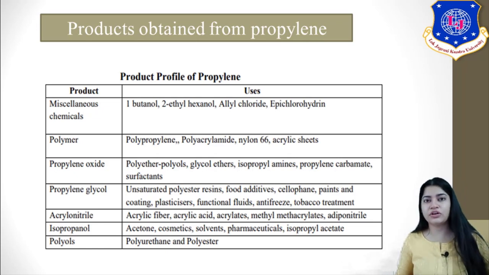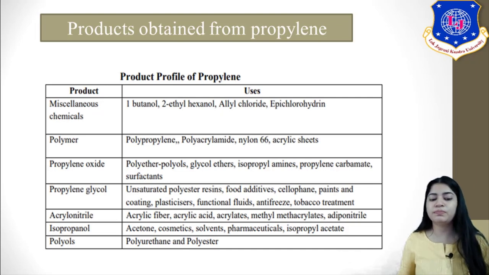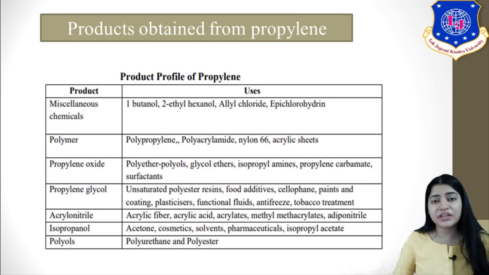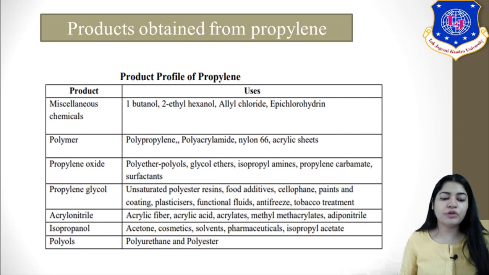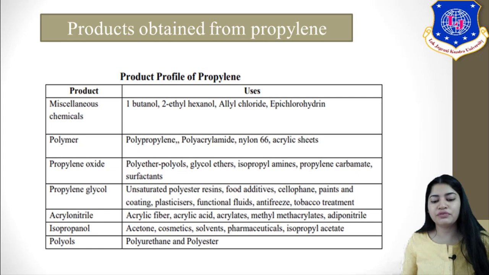Now this propylene oxide is then used to make what? Polyether polyols, glycol ethers, isopropyl amines, and carbamate. Then propylene glycol is further reacted to give you polyester resins, food additives, cellophane, paints and coatings, plasticizers, and antifreeze components. So these are the uses of propylene glycol.